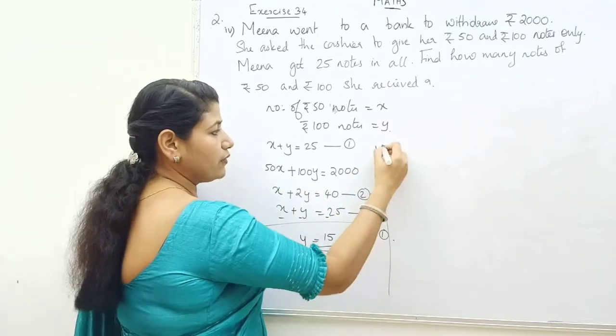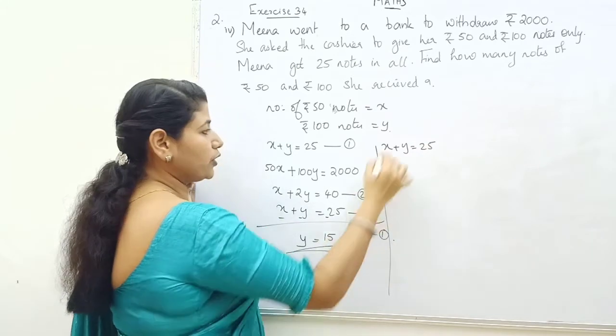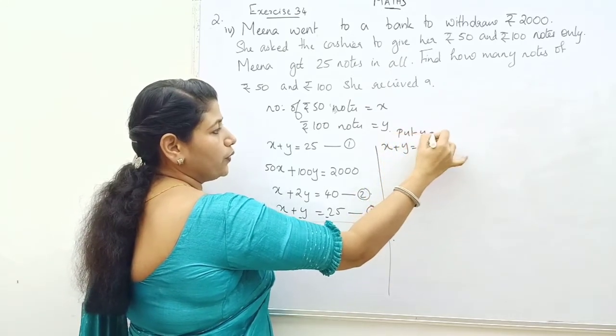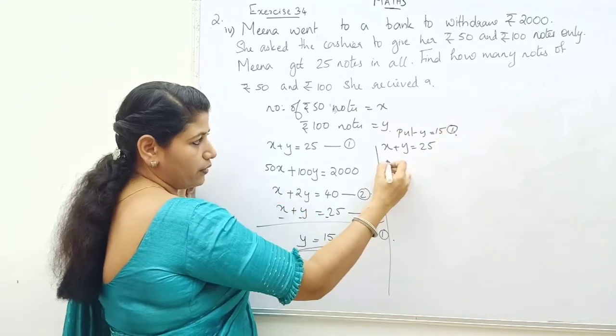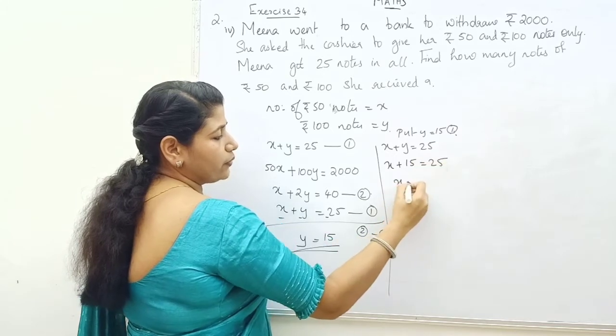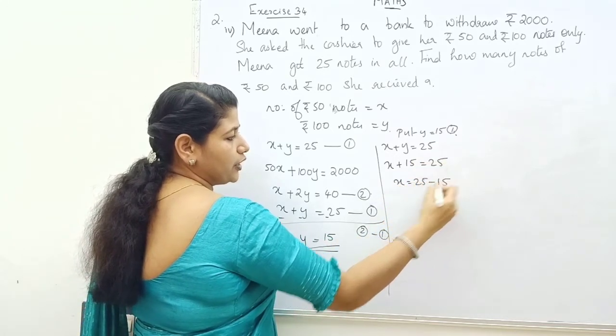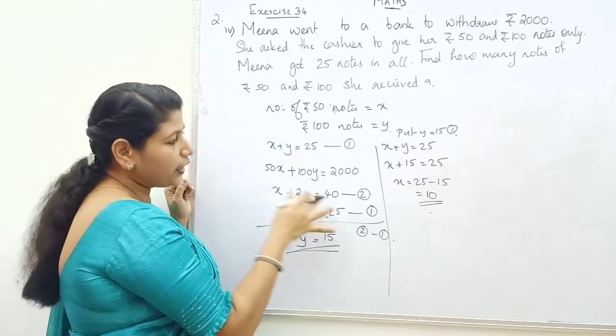You can substitute in any one of the equations. x plus y equal to 25. I'm substituting y equal to 15. Put y equal to 15 in equation 1. So x plus 15 equal to 25, x equal to 25 minus 15. You will get 10. So the number of 50 rupee notes was 10.